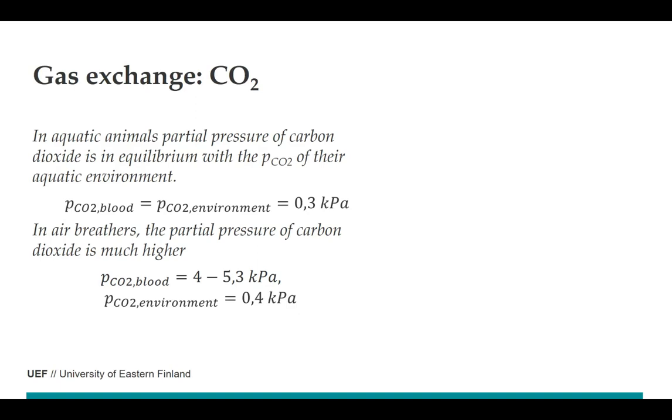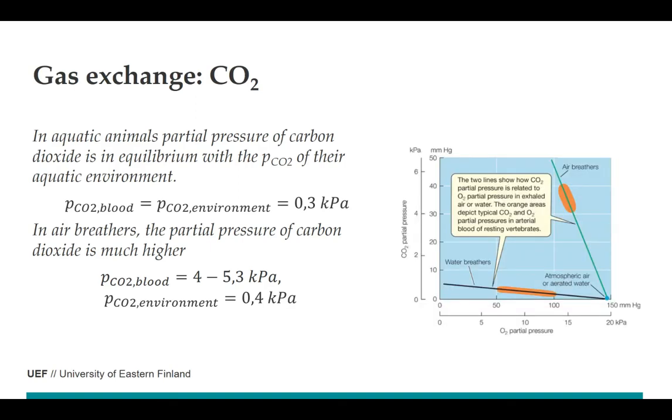But in air breathers, the partial pressure of carbon dioxide is much higher. In our blood we have maybe 4 or 5 kilopascals, whereas in the environment we have 0.4. So there's a huge change when animals became used to terrestrial life: they must have a high amount of carbon dioxide in their circulation. And this causes these air breathers to have a much higher carbon dioxide amount versus the partial pressure of oxygen in their circulation.